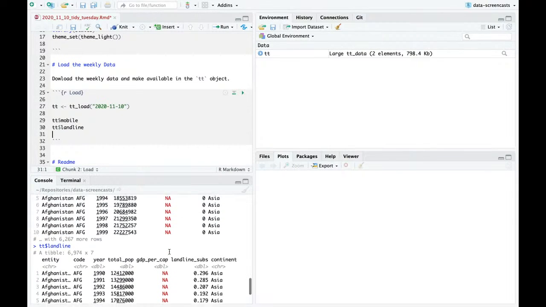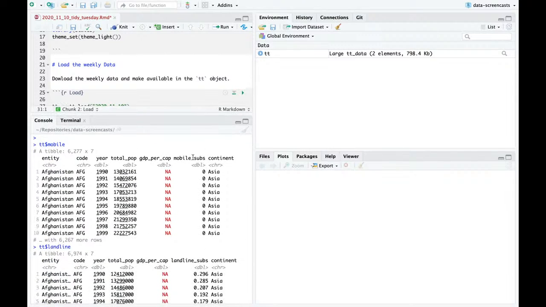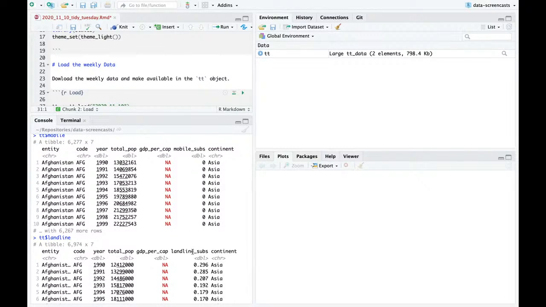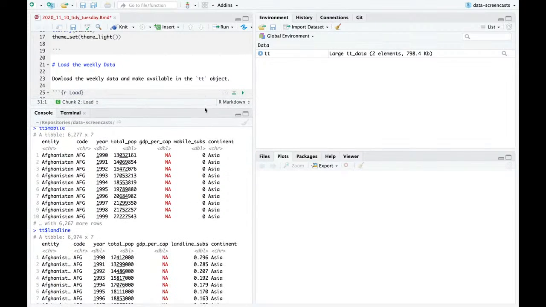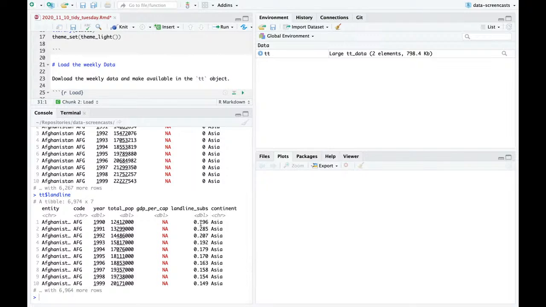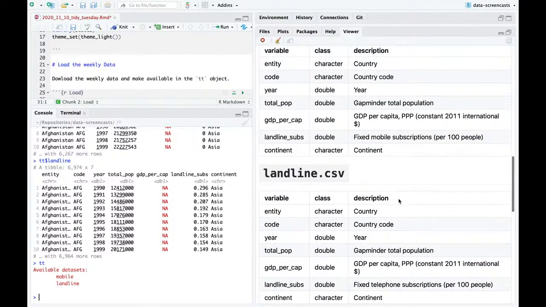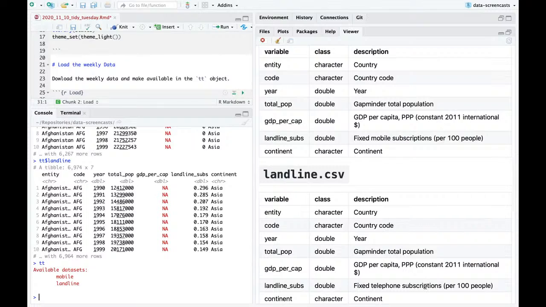Let's just see this. These are on top of each other. You can probably stack them together, or you can join them together. I think I'm going to stack them, but first let's read through the documentation on what these mean. Subs is subscriptions per 100 people, so it's like a percentage. This means less than 1 in 100 people have a landline subscription, fixed telephone subscriptions.